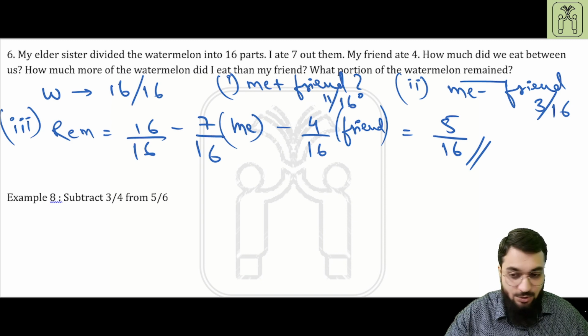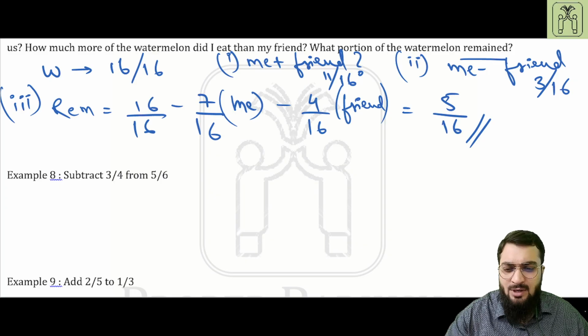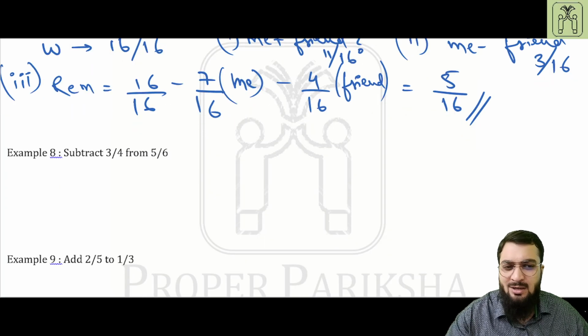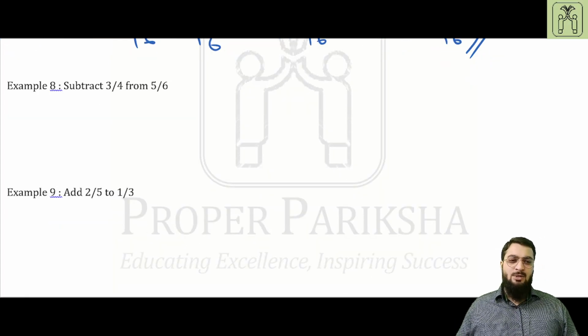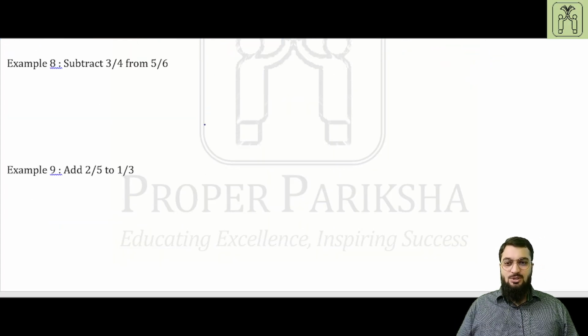Coming to another question. The numbers of the question might be different. Sometimes it will be 6, 7, and then suddenly 9, 10, 11. So do not worry about that. Numbers have been taken just at random. They might not be sequential or chronological. Example number 8. Subtract 3 upon 4 from 5 upon 6. So 3 upon 4 is to be subtracted from 5 upon 6.